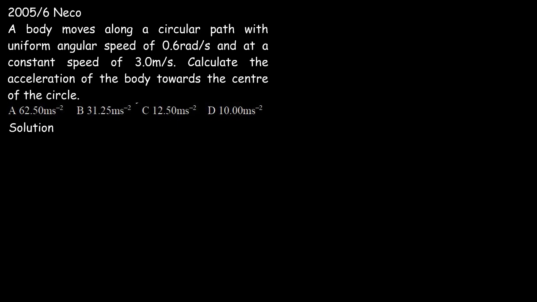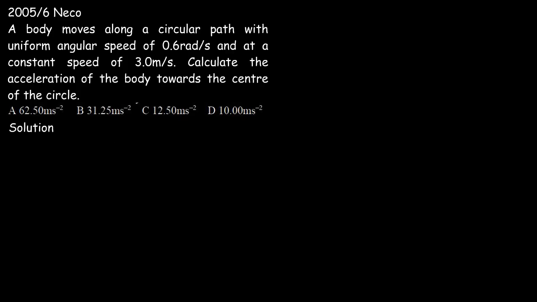We have another question from NECO 2005, and it states that a body moves along a circular path with uniform angular speed of 0.6 radian per second and at a constant speed of 3 meter per second. Calculate the acceleration of the body towards the center of the circle, and we're given the options.